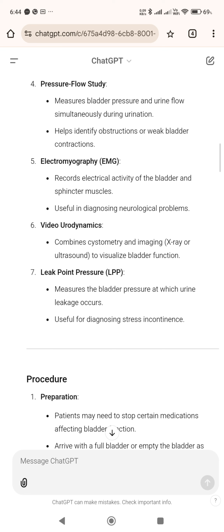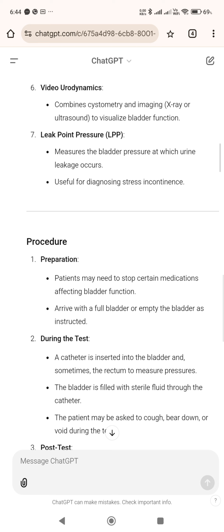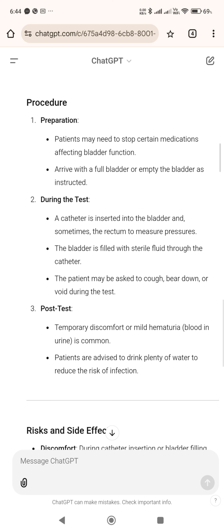6. Video urodynamics, combines cystometry and imaging, X-ray or ultrasound, to visualize bladder function. 7. Leak point pressure, LPP, measures the bladder pressure at which urine leakage occurs, useful for diagnosing stress incontinence. Procedure 1. Preparation. Patients may need to stop certain medications affecting bladder function, arrive with a full bladder, or empty the bladder as instructed.